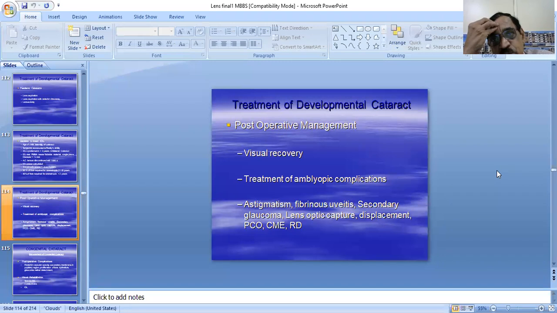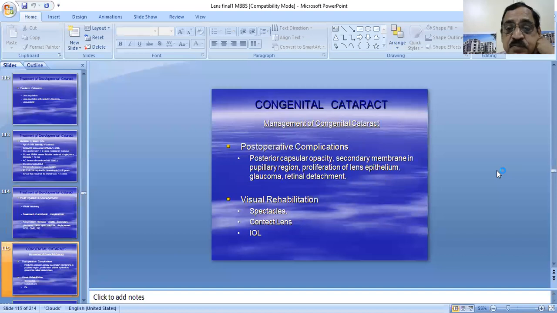And posterior capsular opacification is seen in almost all the cases. Cystoid macular edema is another complication which can occur in congenital or developmental cataracts. And retinal detachment is another condition which can occur in congenital cataract.